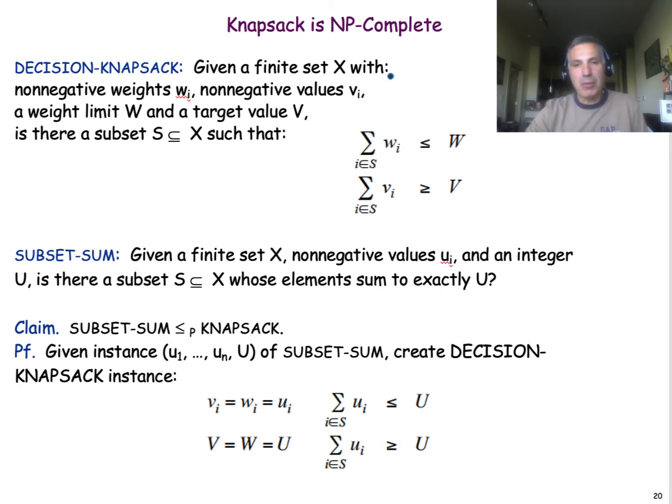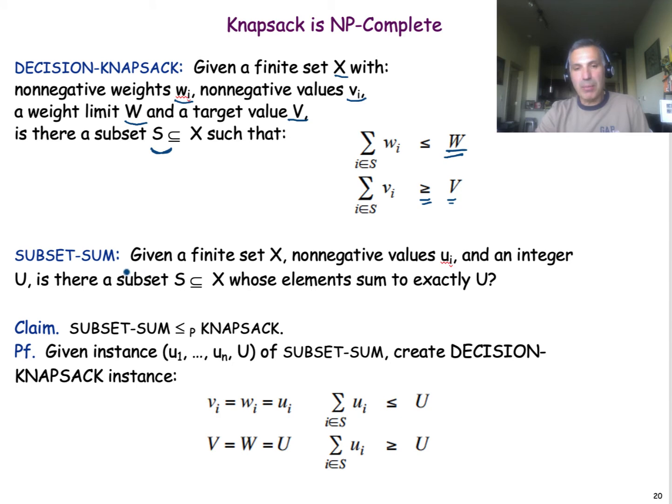So in the knapsack problem, the original one, we were given a finite set X, and each object had a weight and a value, and we had a limit for the knapsack capacity. We were trying to maximize the sum of the selected objects' values. Here in the decision problem, we are also given a target value, and we are asking the question: is there a subset of these objects, let's call it S, that will give us a total weight that is less or equal to the capacity of the knapsack, and that has value that is greater or equal to the target value? So this is a decision problem because the answer is, of course, yes or no.